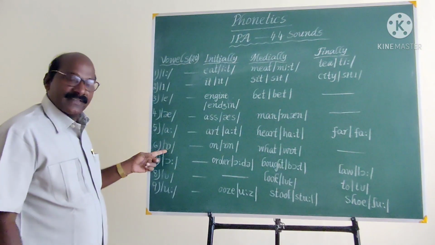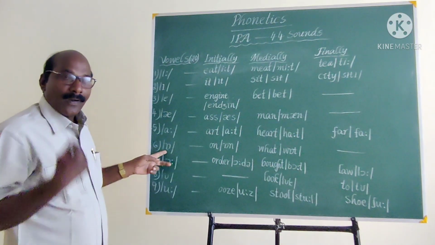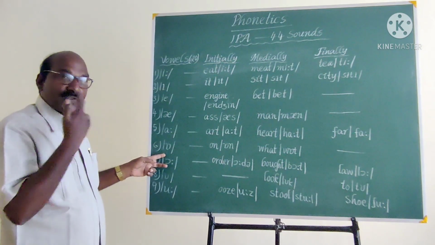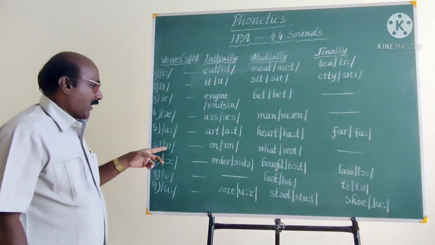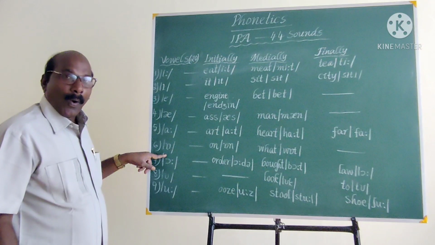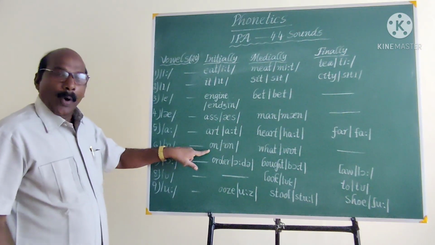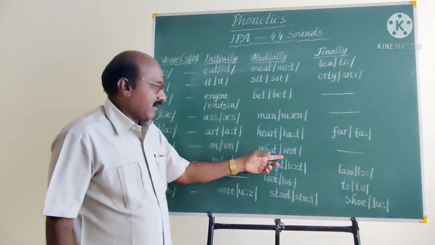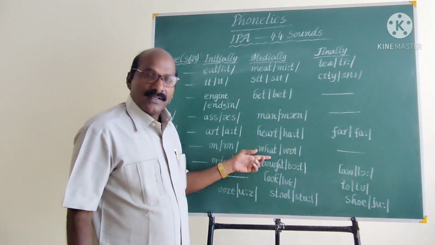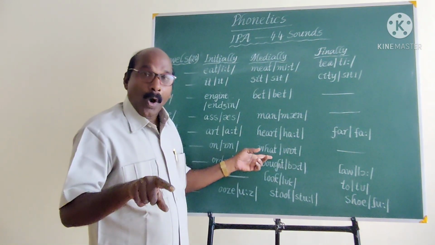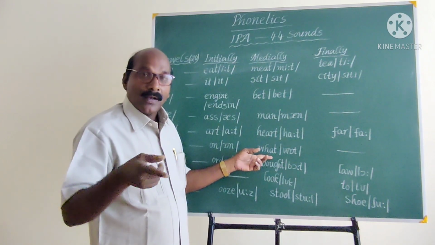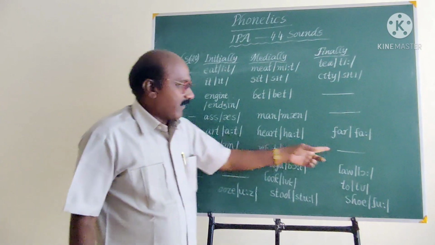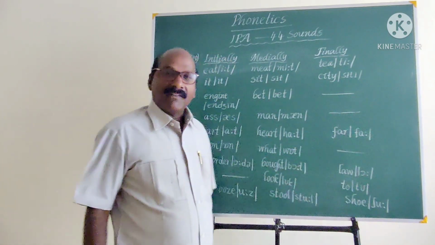Next sound, this is O, a rounded vowel. Lips are rounded when we utter the sound as O, as in on, and medially as in what, got, pot, lot, dot, like that. And finally this sound never occurs.